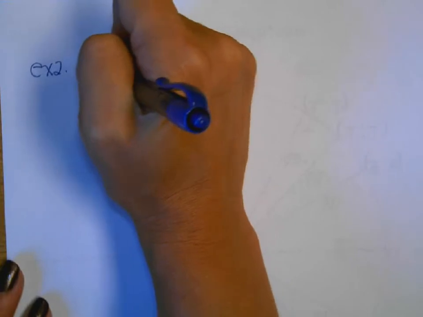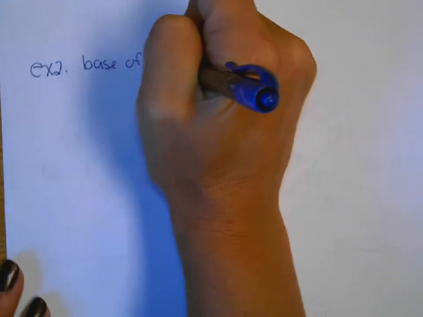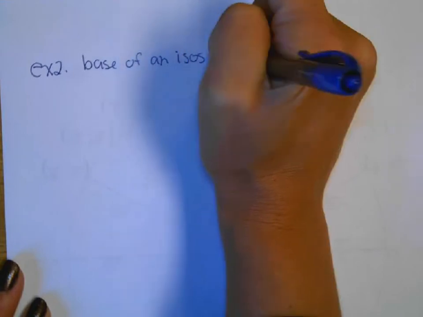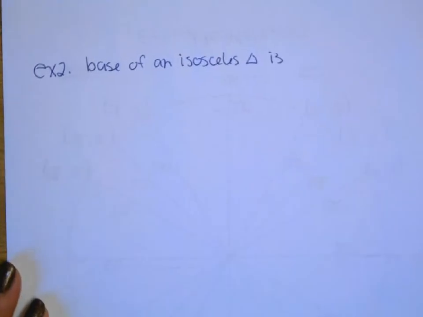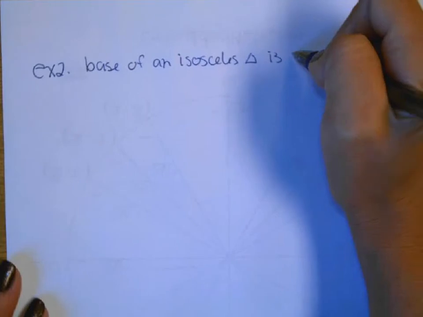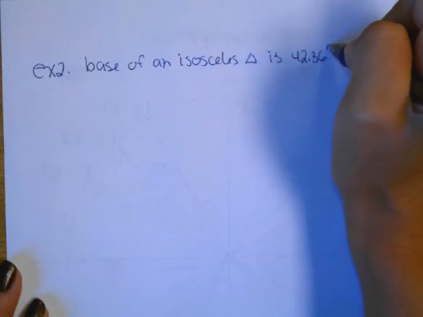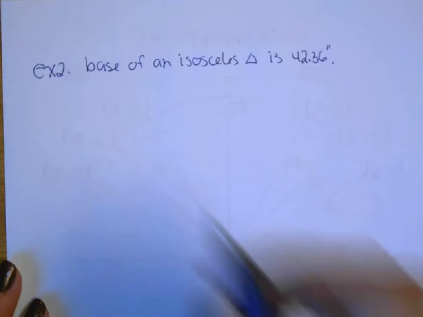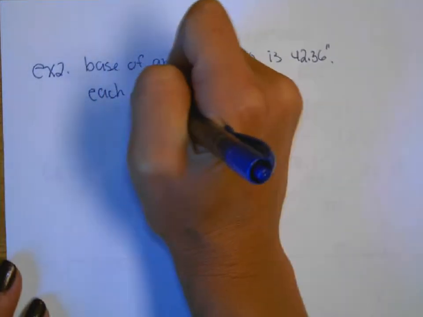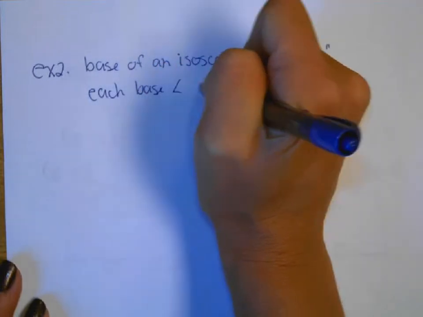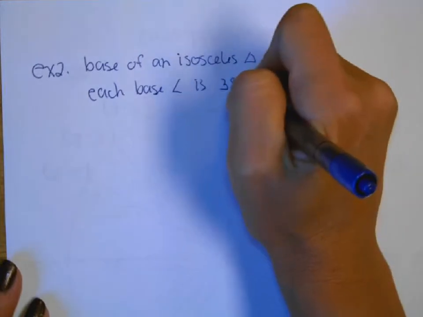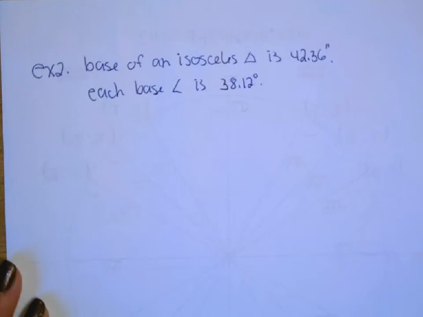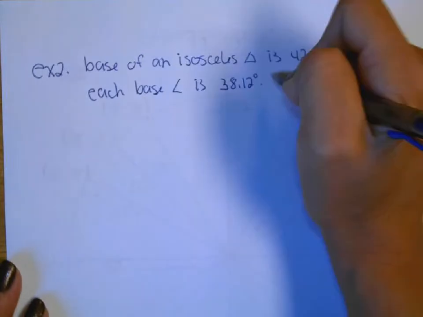So the base of an isosceles triangle is 42.36 inches. Each base angle is 38.12 degrees. Find the altitude.